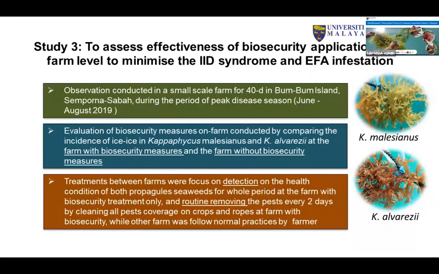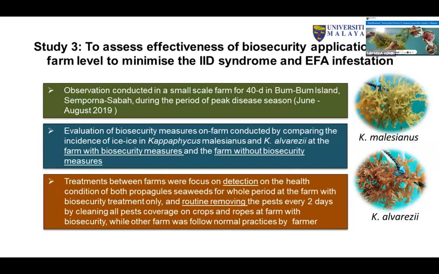The third study aims to assess the effectiveness of biosecurity application at farm level. Observation was conducted in a small-scale farm for 40 days in Bumbum Island, Sampurna, Sabah during the peak disease season, which is June to August 2019. Evaluation of biosecurity measures on the farm was conducted by comparing the incidence of ice-ice in Kappaphycus malesianus and Kappaphycus alvarezii at the farm with biosecurity measures and the farm without biosecurity measures.